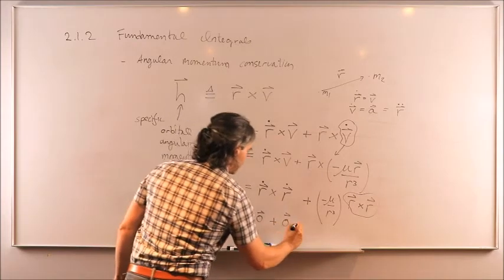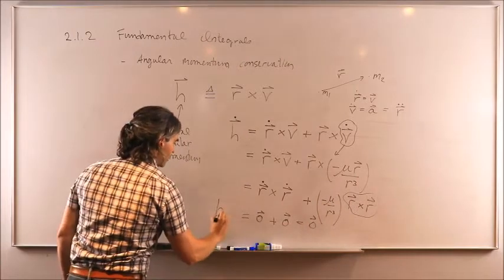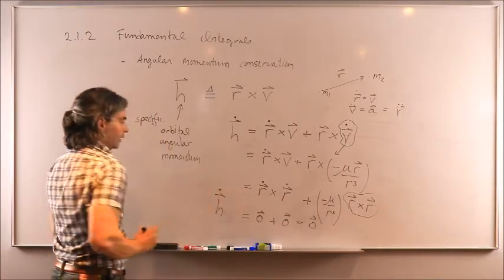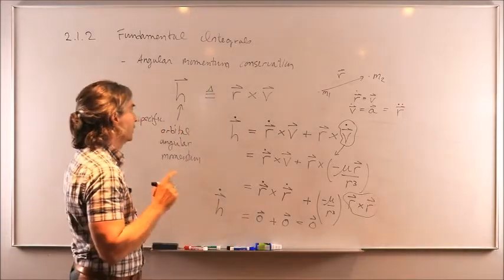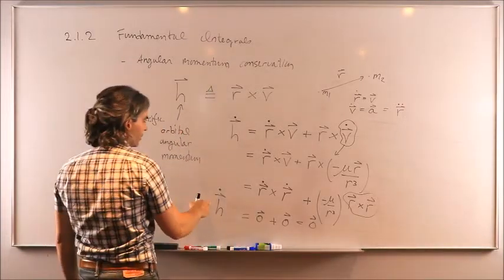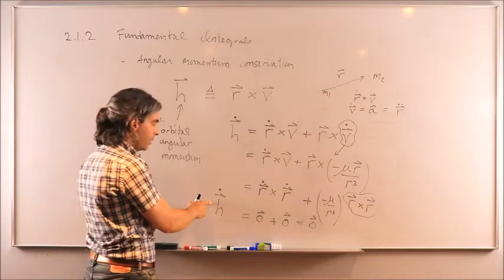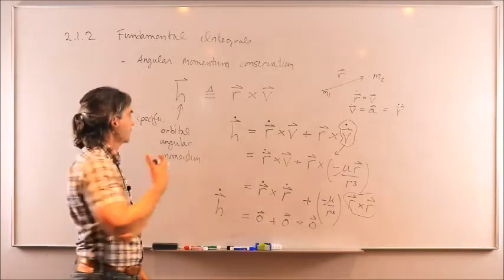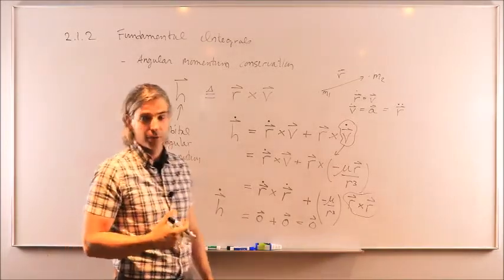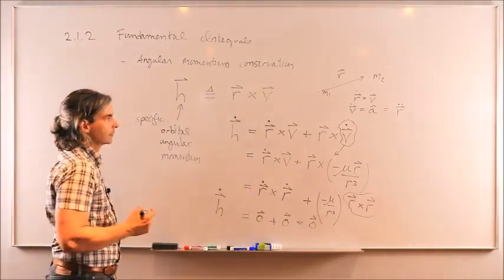Null vector plus null vector equal to null vector, for h inertial derivative. And that is the very proof that our angular momentum for a spacecraft orbiting about the primary body isn't changing with time. Or in other words, that the specific orbital angular momentum of the spacecraft on orbit is conserved. Okay?